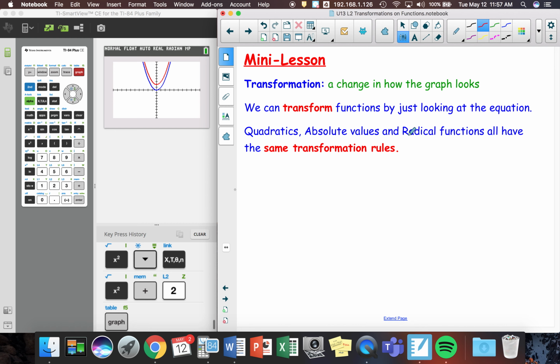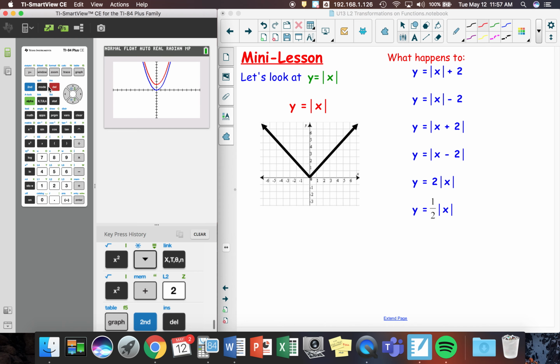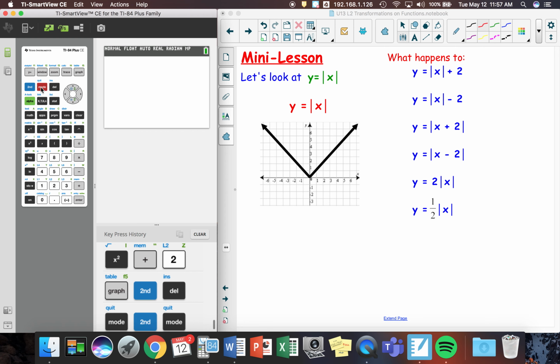Quadratics, absolute value, and radical functions all have the same transformation rules. So we're going to work with absolute value functions. Let me get rid of this. So absolute value function, we have y equals absolute value of x, drawn right here. So let's figure out what happens if we have absolute value of x plus 2.